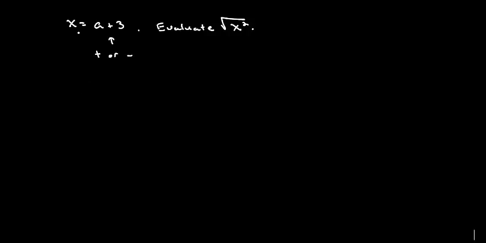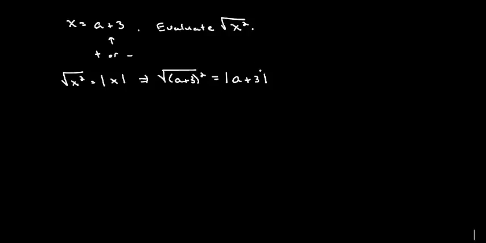So if you remember, for us, the absolute value, well, first let's go through and we'll write this out. I'll say this: the square root of x squared is equal to the absolute value of x. So in this case, we have the square root of a plus 3 squared, which should be equal to the absolute value of a plus 3, which it is.